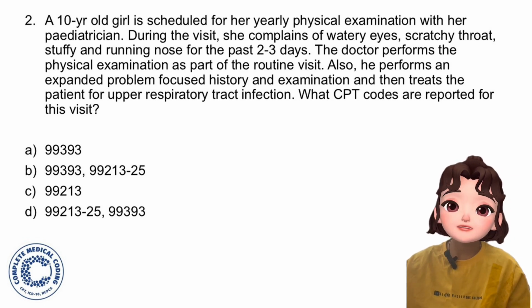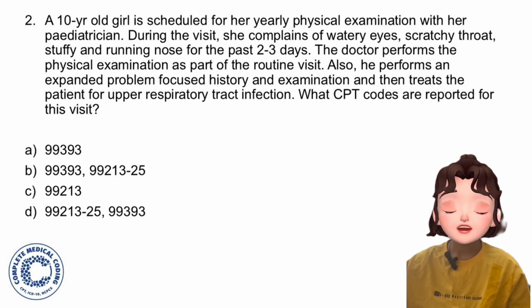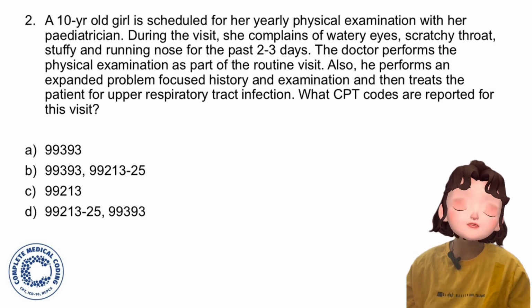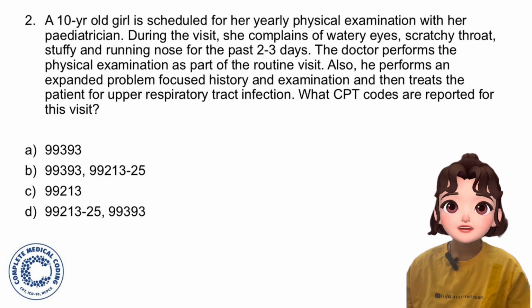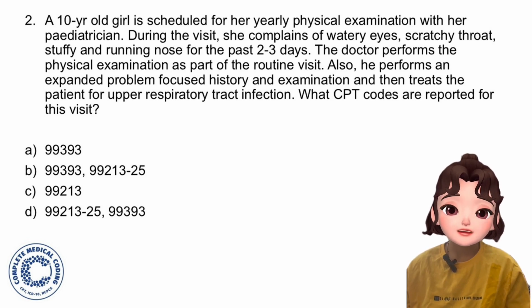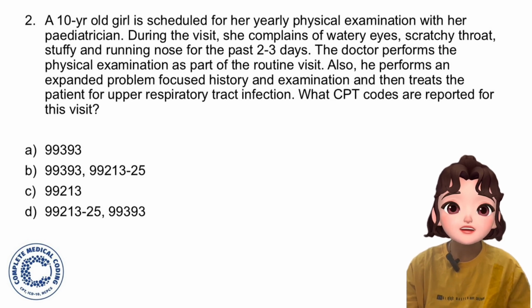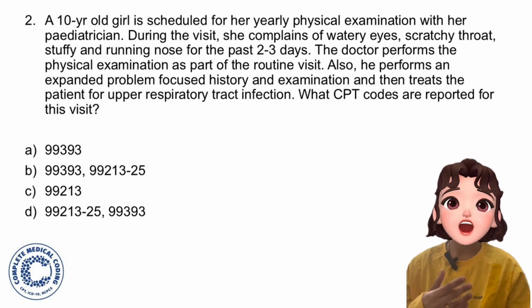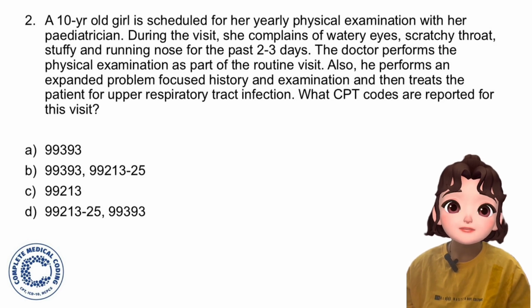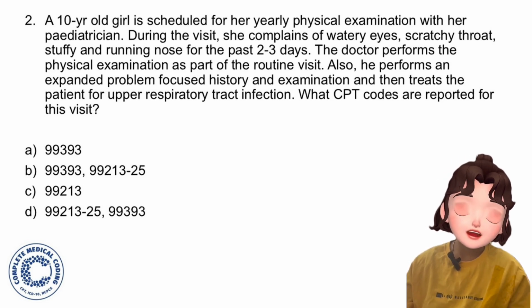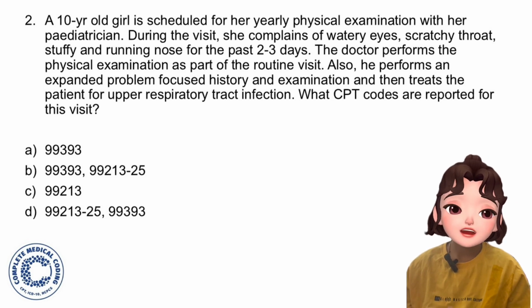Why is modifier 25 added? What is modifier 25? We use modifier 25 when a separate identifiable E&M service was performed. Yes, this is a separate E&M service, right? One E&M service is the preventive medicine visit, for the routine health checkup, and the other E&M service is for the treatment of the acute illness, the URTI. That is also an E&M service. So in that case, you have to mark it along with modifier 25.